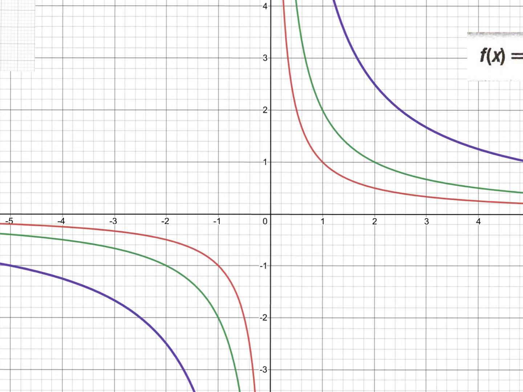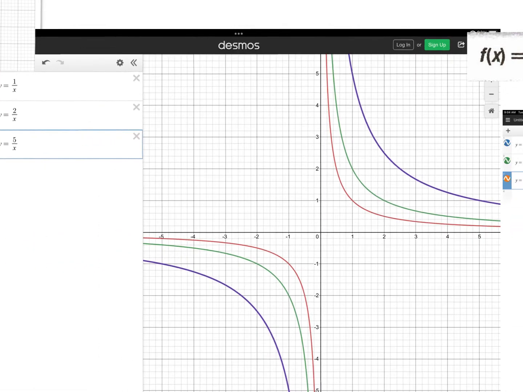Make sense? So just like before, the a value tells you if it gets reflected or compressed. Right here, it still tells you if it gets stretched or compressed.